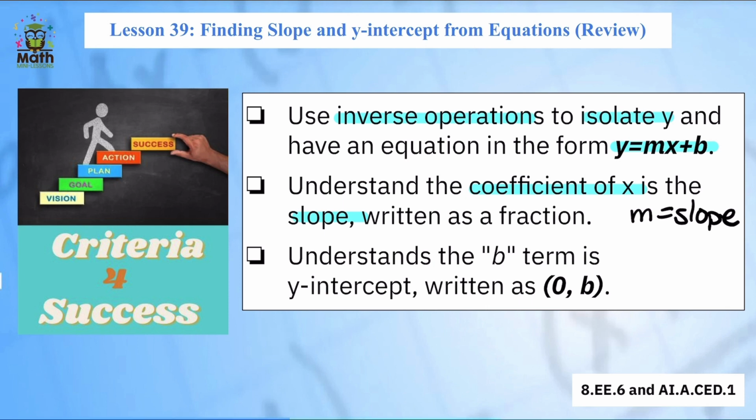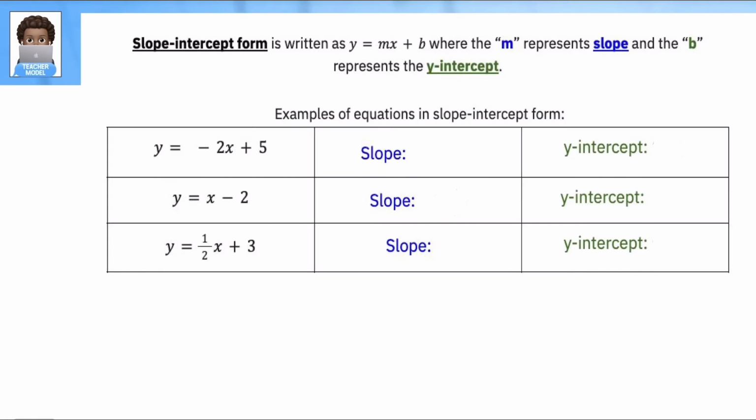And we'll understand that the b is the term, let's highlight that. The b is the term for the y-intercept. So that is that number here, that y coordinate, when x equals 0. So let's jump on in.